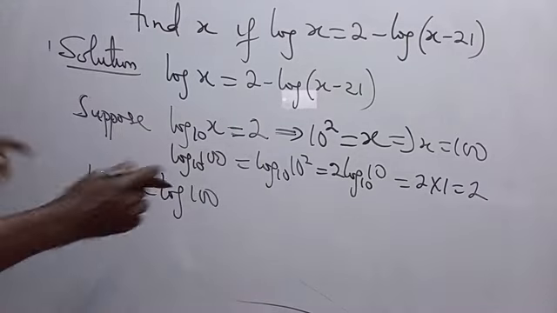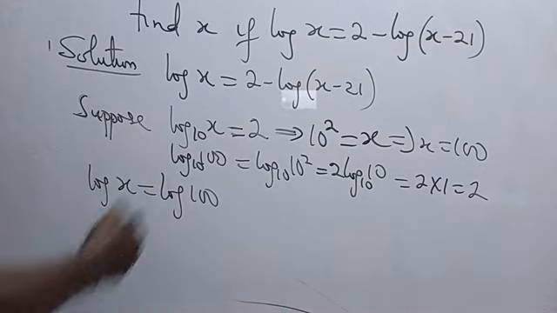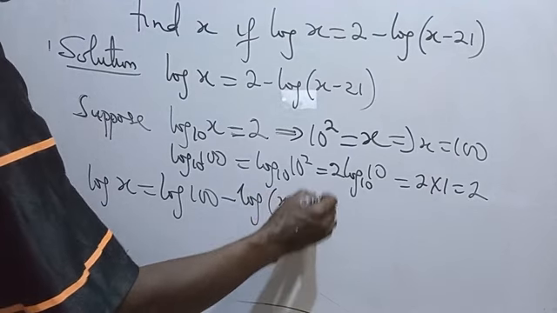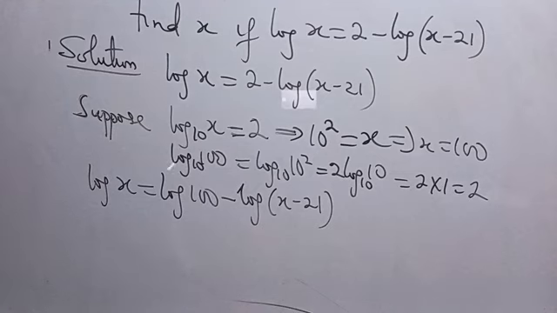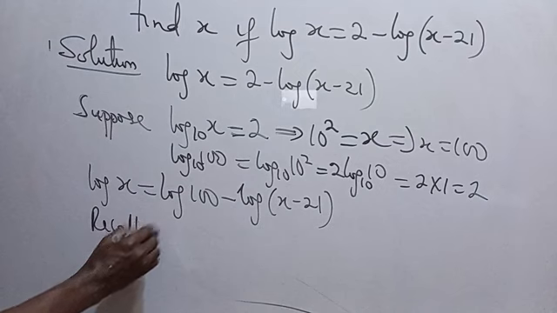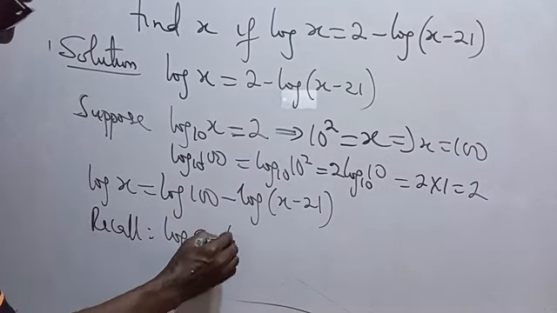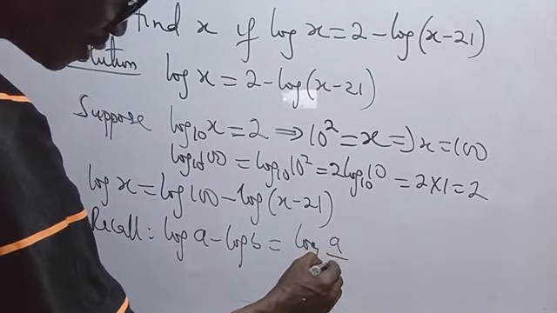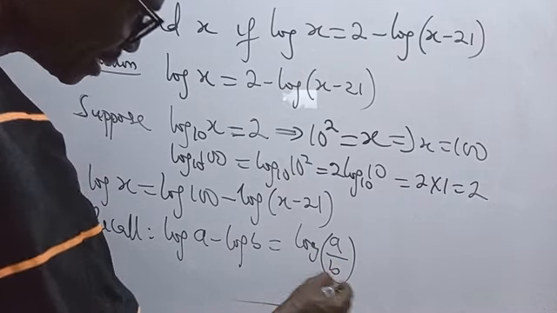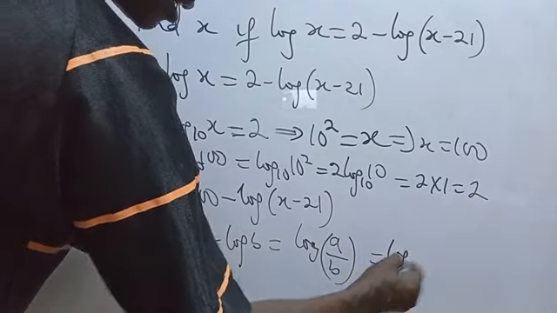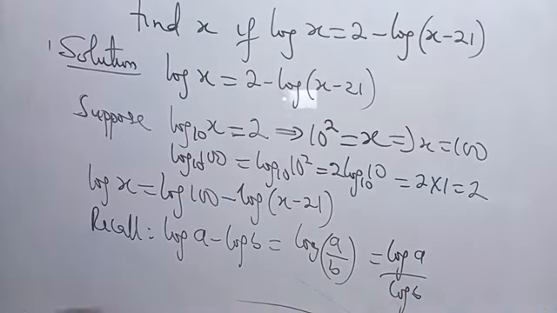So log x is equal to, instead of 2 now, you have log 100 with base 10, minus log (x minus 21). What does this simply mean? Recall in logarithm, log a minus log b is equal to log a all over log b. You can write it like this, or you split it, because log is common. I hope you got that.